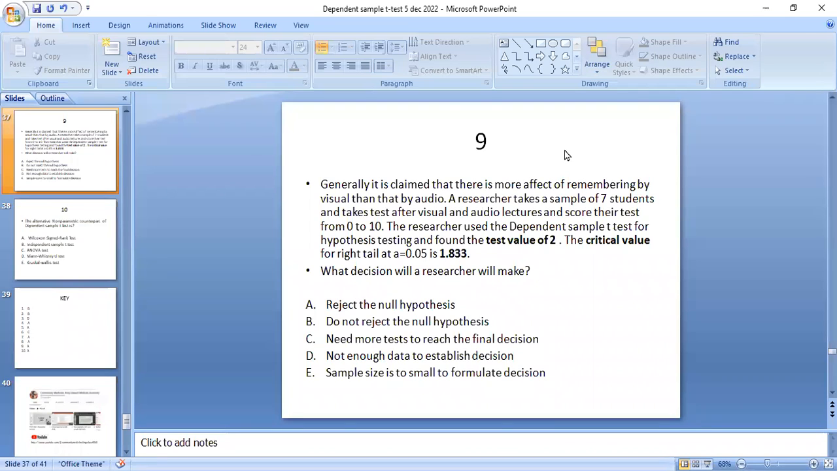Beta? The test value is 2 and the critical value is 1.83. So the 2 lies in the rejection region. It is beyond the critical value of 1.83. So we will reject the null hypothesis because the test value lies in the rejection region. So alpha will be the correct option. We will reject the null hypothesis.